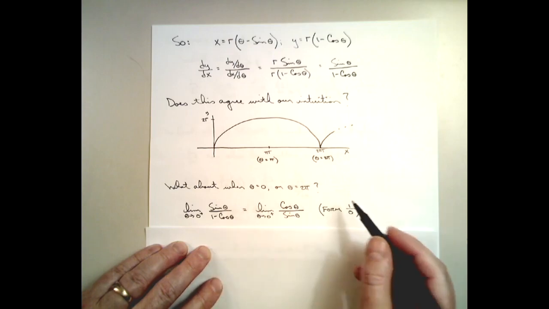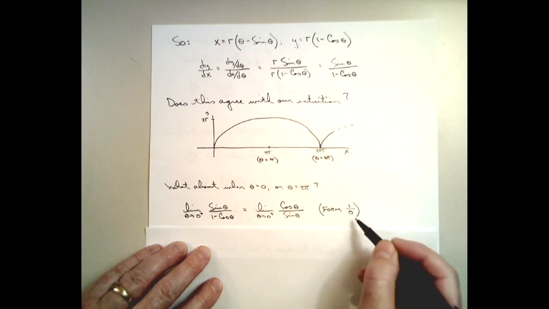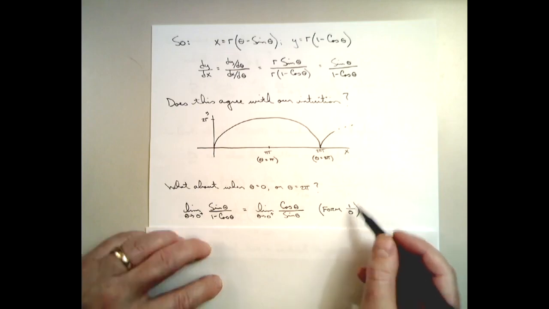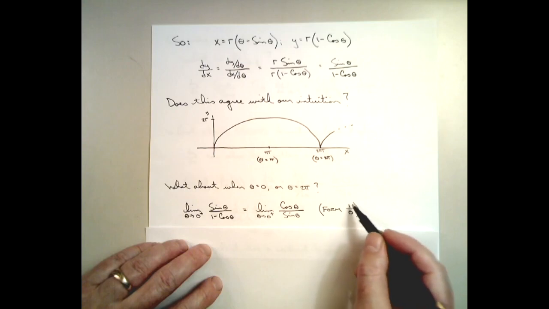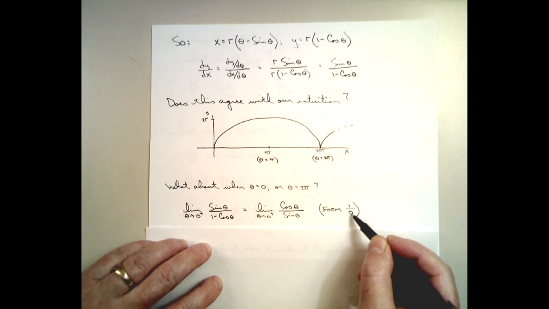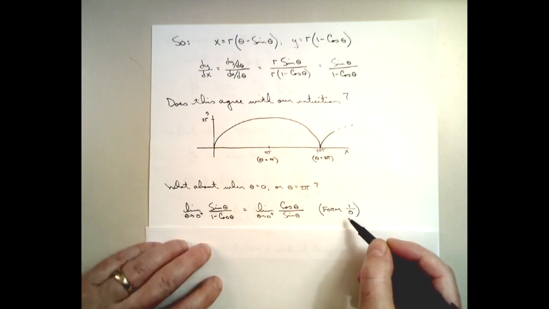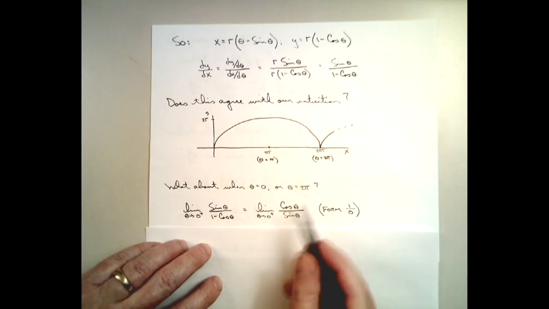But that has form 1 over 0. Well, what's going to happen, right? So if I take something near 1 and divide it by really, really tiny numbers, what I get are really, really big numbers. And they're going to be big and positive, aren't they?